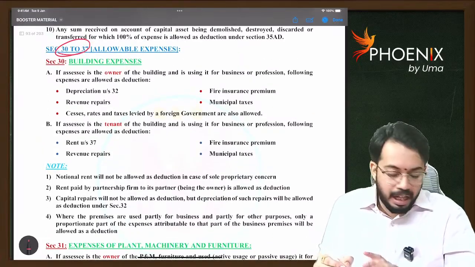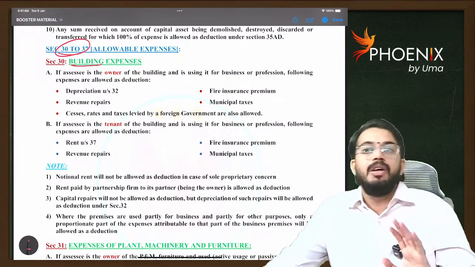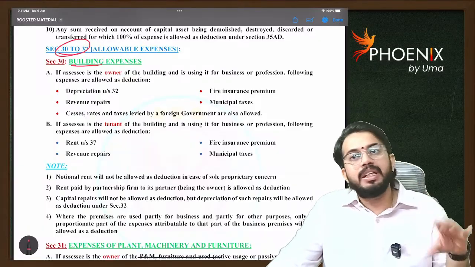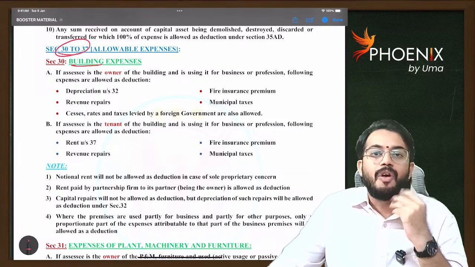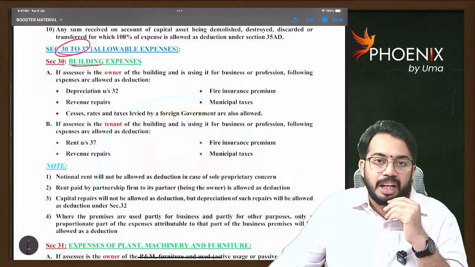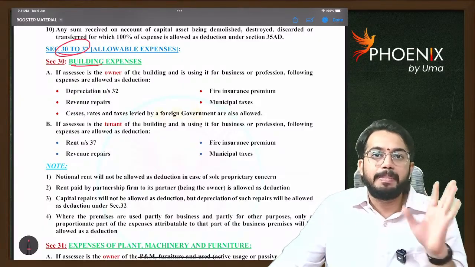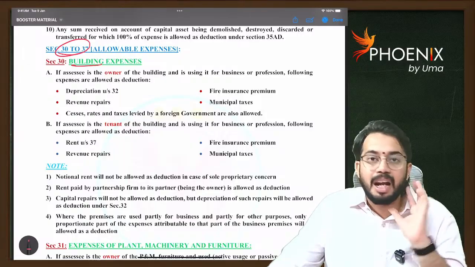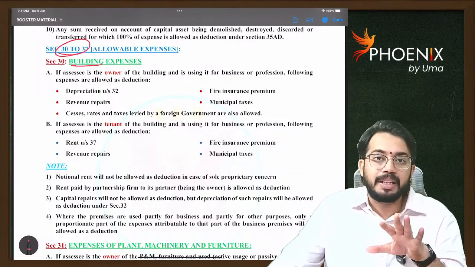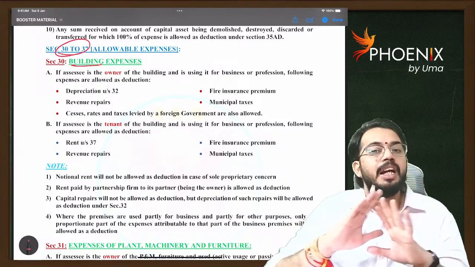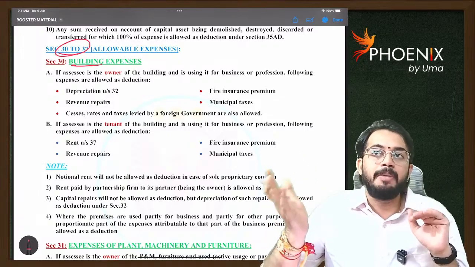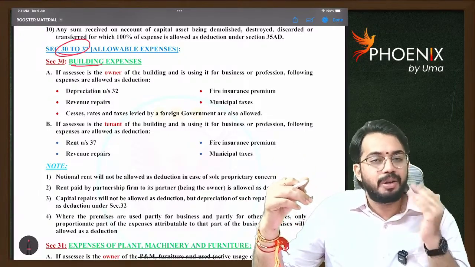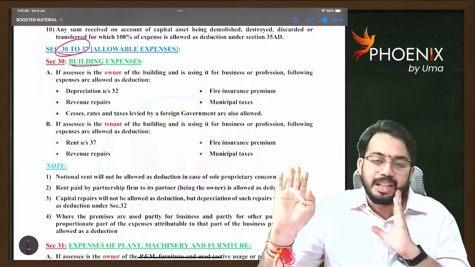First, section 30, building expenses. Very simple. I am the owner of this building and I am using this building for my business. What are all the expenses that I can claim as deduction? As an owner, I can claim depreciation on the building. Next, whatever repairs are done to the building, revenue repairs. If I have done capital repairs, it is not allowed as expenditure; that will be added to the cost of the asset. So revenue repairs done to the building are allowed as deduction.